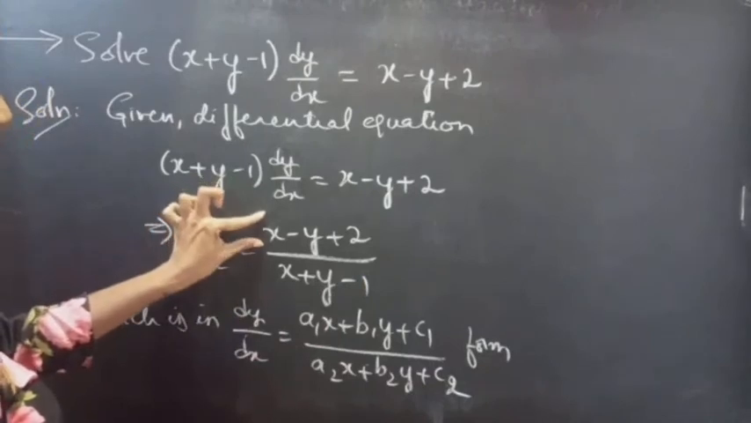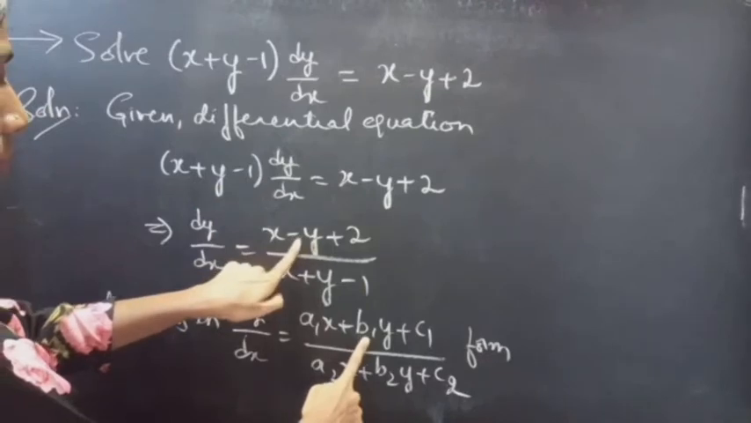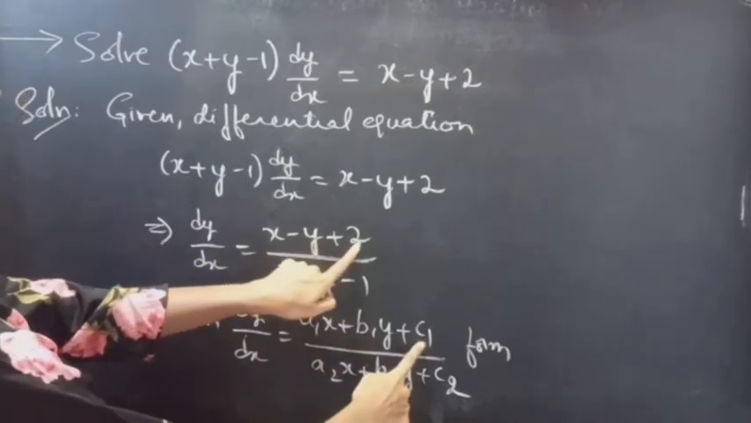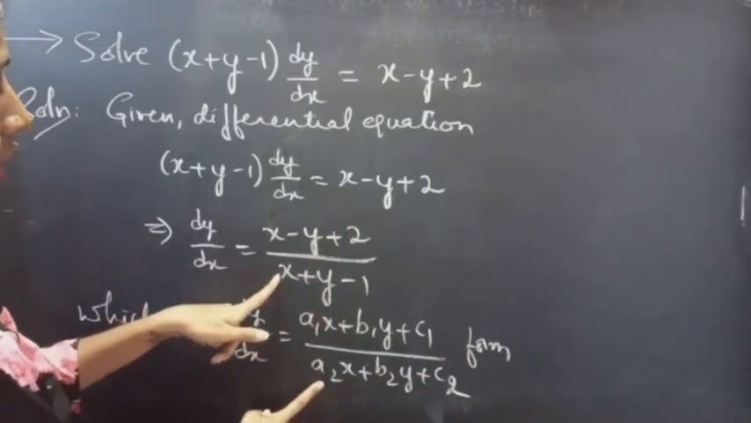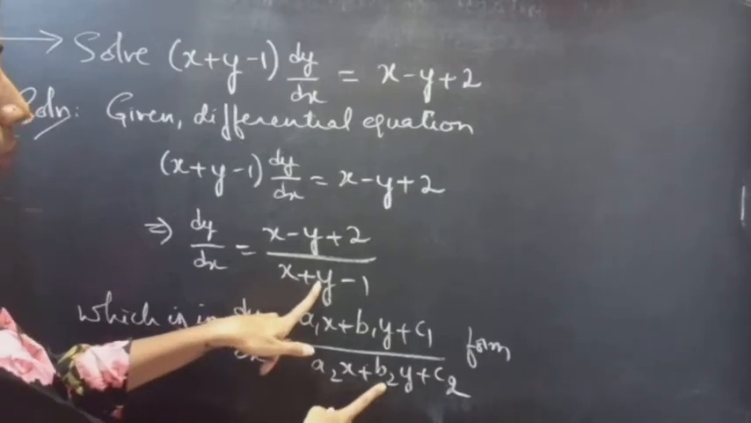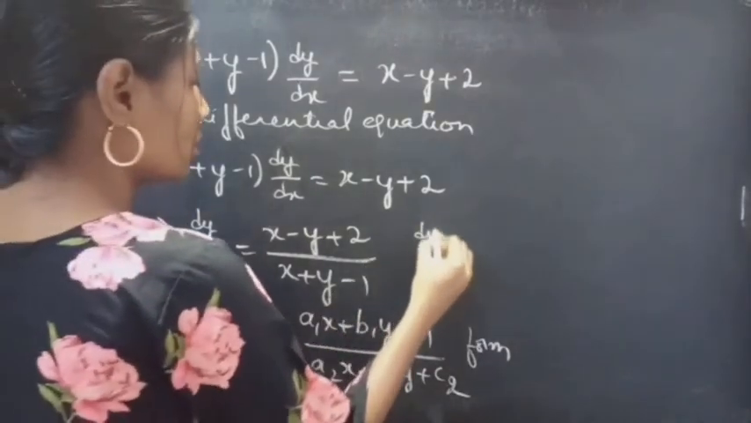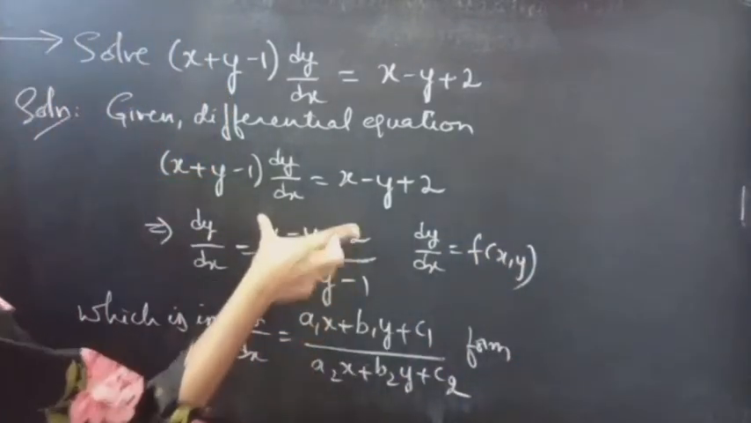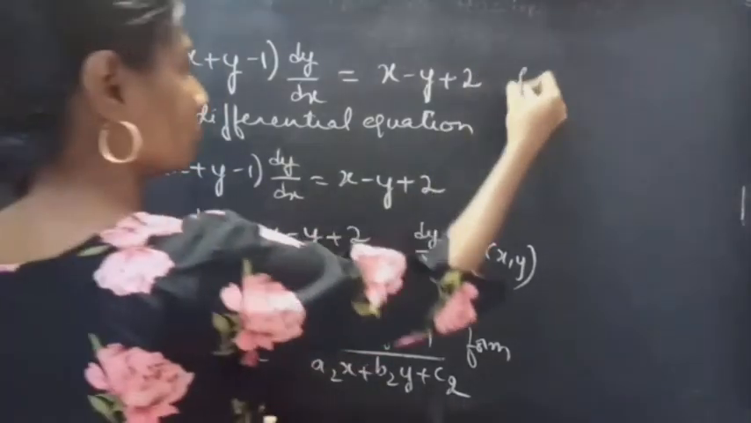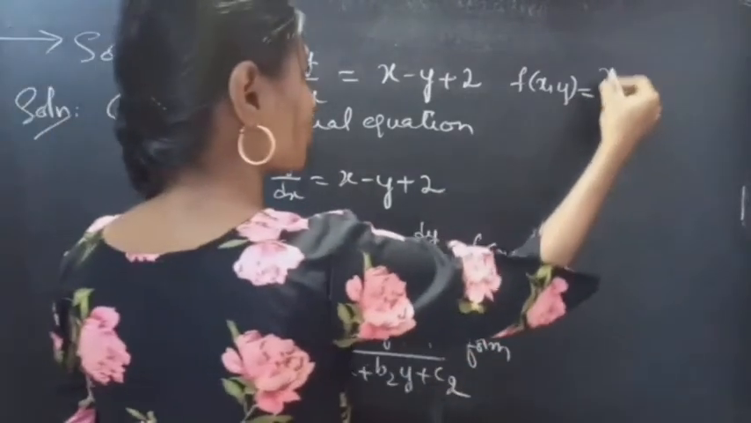If you consider the numerator, the coefficient of x will be a1 and the coefficient of y will be b1 and c1 will be the constant. And now compare the denominator. The coefficient of x will be a2, the coefficient of y will be b2, and you'll get one constant. Also this is dy/dx equals some function of x, y form. So let f(x, y) equal this function of x and y.